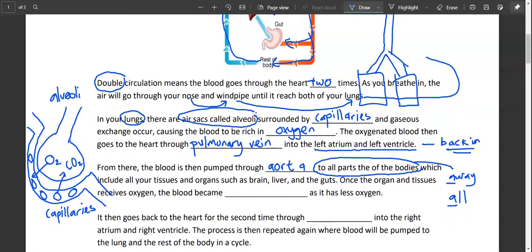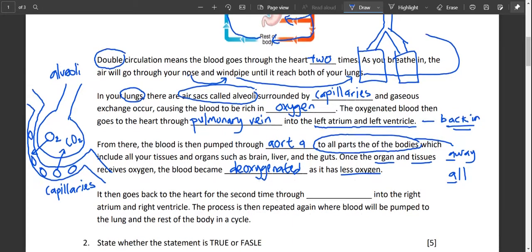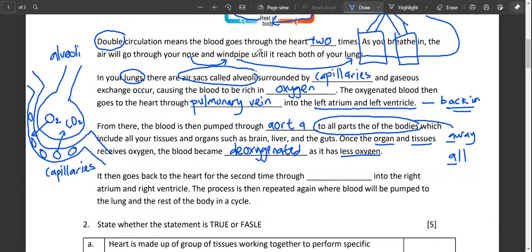Once the organ and tissues receive oxygen, because all the oxygen is already gone to the organ and tissue, there will be less oxygen. Therefore, the blood is now called deoxygenated. If you answer this, deoxygenated is good enough. Or if you want to be more specific, you can write down deoxygenated blood. It then goes back to the heart, for the second time, through blank into the right atrium and right ventricle.